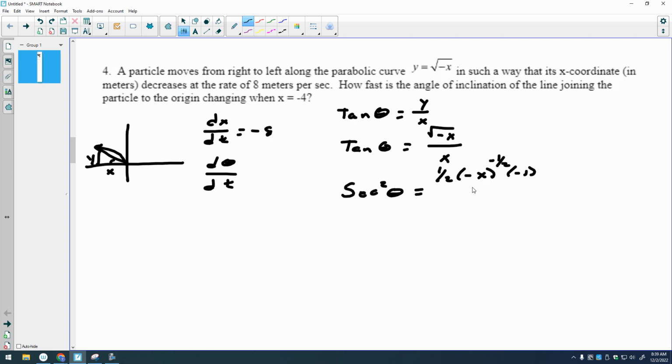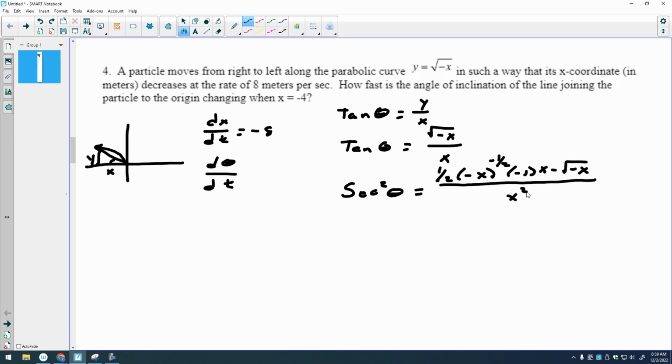Okay. One more time. Derivative of the top times the bottom minus the top times the derivative of the bottom, which is 1, all over the bottom squared.